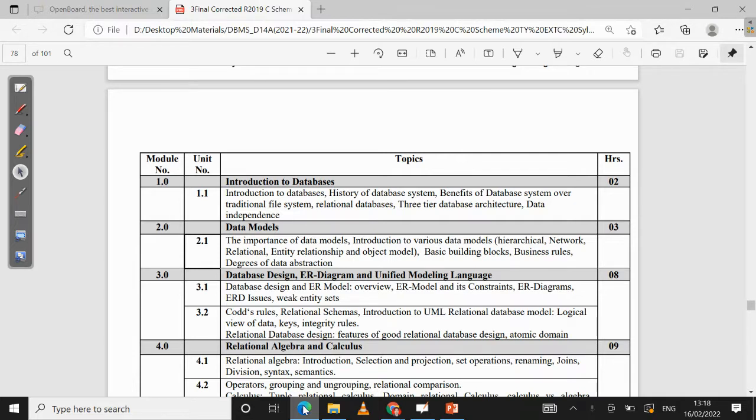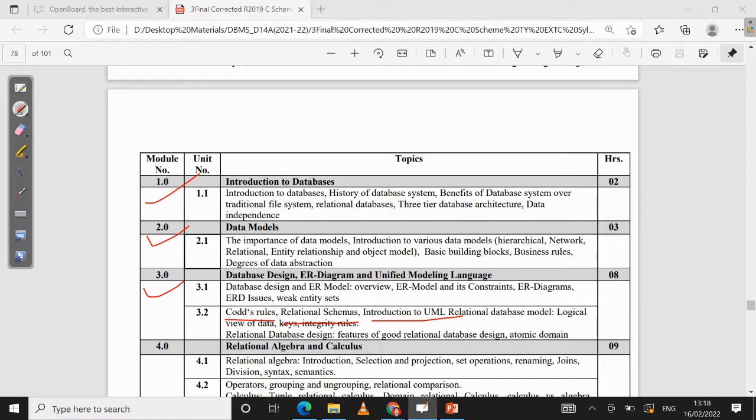Yes, sir. Okay. See, as I have told you, we have done with module number 1, module number 2. We are in module number 3. And in this module number 3, we have covered 3.2, that is COTS rule, relational schema, okay, the guidelines. Now, today we can start with the introduction to UML, relational database model.